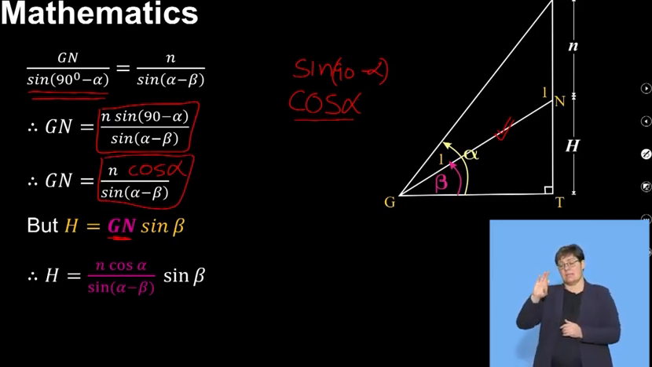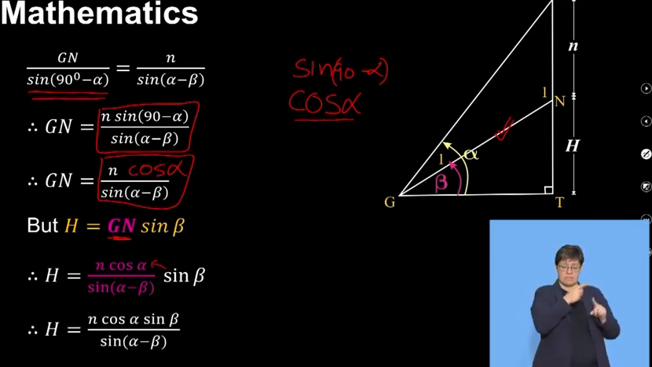Now I'm just going to neaten this up and multiply this into the numerator here. So we end up with that expression, and that's exactly what they asked us to prove at the beginning. They wanted us to prove that h is equal to n cos alpha sine beta over sine of alpha minus beta.